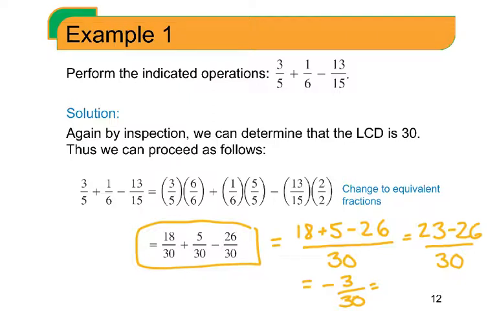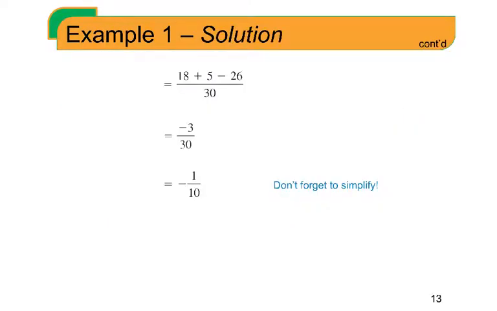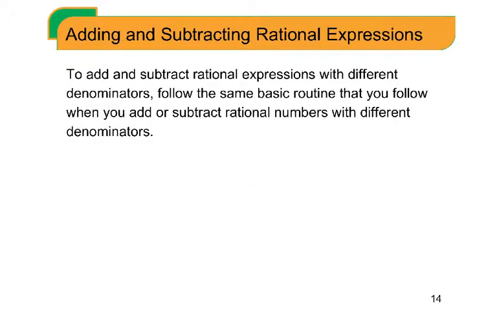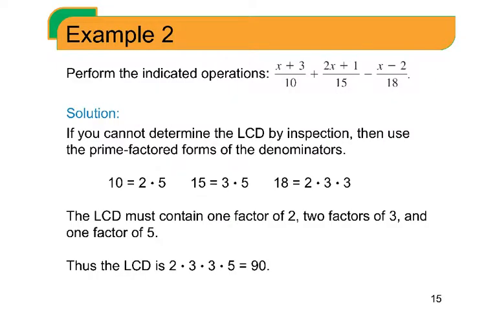Can I simplify this? Yes, because I have negative 3 over 30. This is negative 3 times 1 over 3 times 10. So the 3's cancel, and I'm left with negative 1 over 10. And that's worked out for us here. Okay, so the reason we did that is so we can now do it with rational expressions.